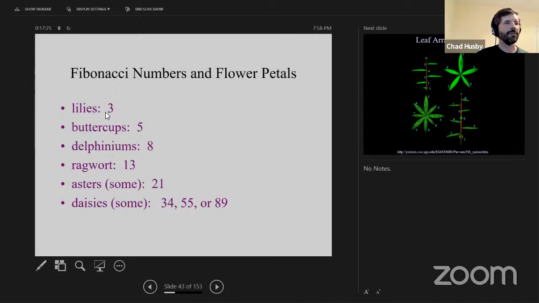We think of lilies, monocots usually have flower parts in 3s, whereas the dicots tend to have flower parts in 5s, for example, often, and then some other numbers that are similar. Sometimes these big compound flowers like daisies and stuff, and sunflowers get very large numbers.